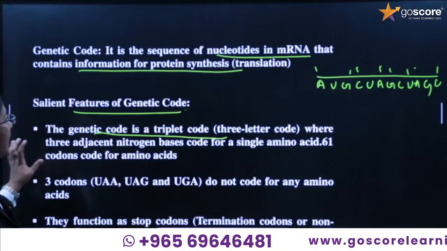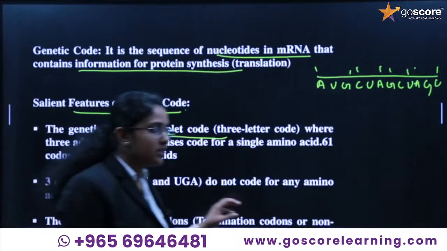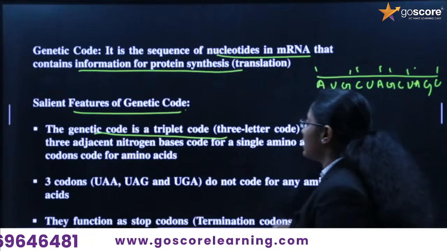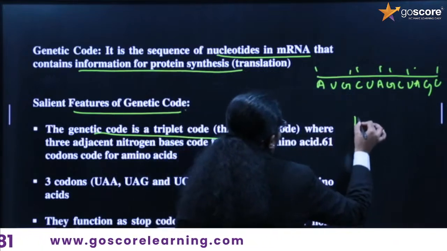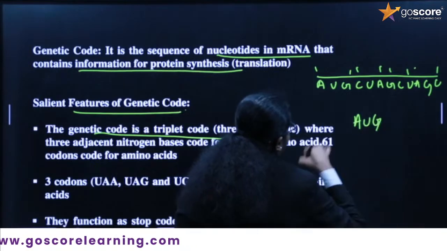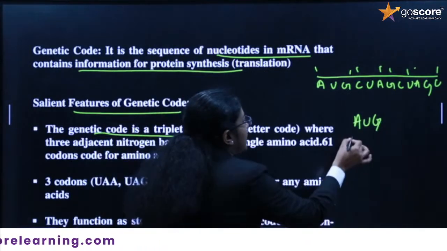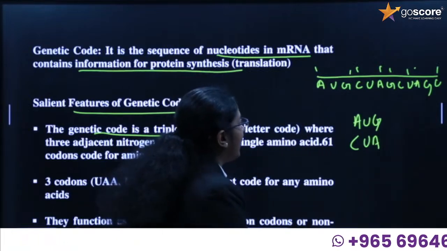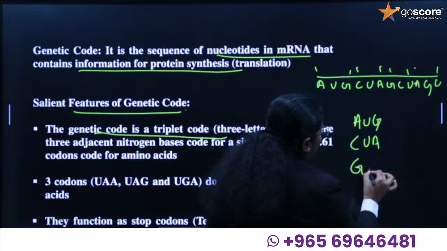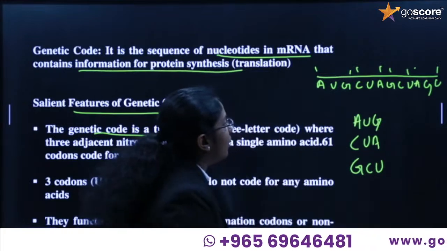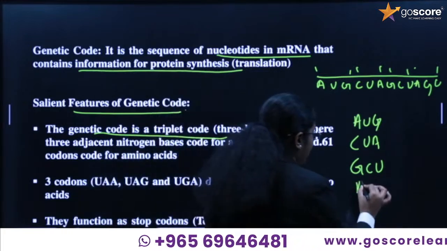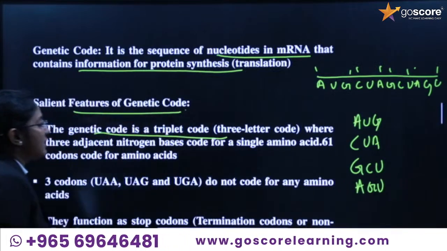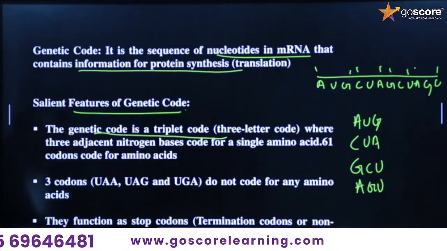What is the speciality of the genetic code? The genetic code is a triplet code. What is the first triplet given here? It is AUG. What is the second triplet? It is CUA. What is the next triplet codon? It is GCU. What is the next triplet codon given here? It is AGU. Each genetic code is written as a triplet code.